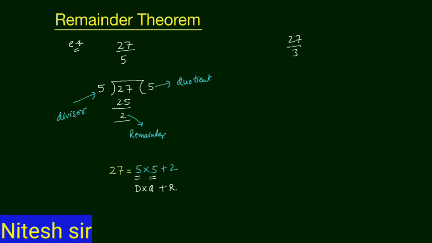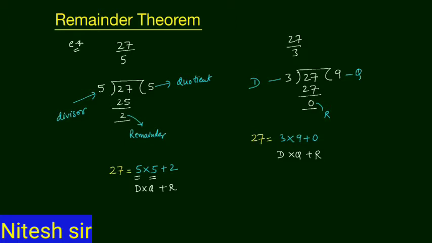Now again, suppose we are dividing 27 by 3. It will go directly: 3 nines are 27. The remainder here is 0, because 27 minus 27 is 0. So 0 is the remainder, 9 is the quotient and 3 is the divisor. So 27 can be expressed as 27 is equal to 3 into 9 plus 0.